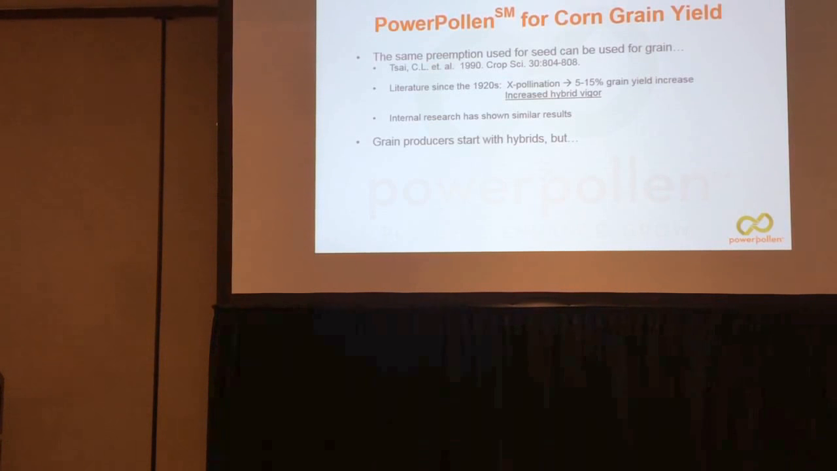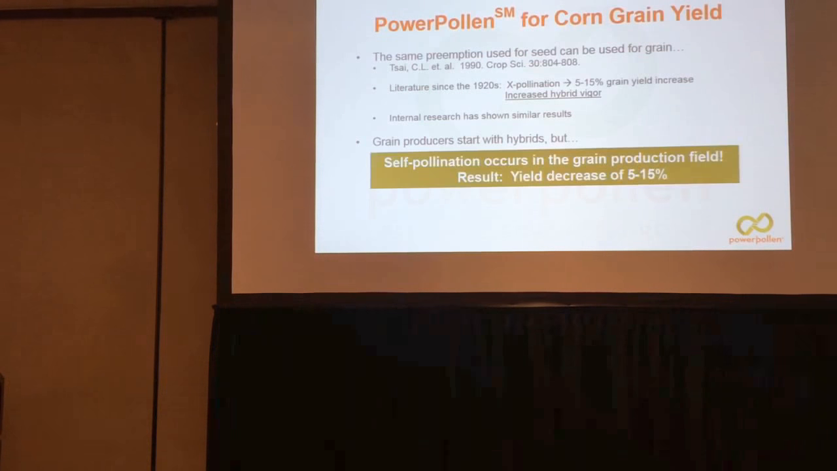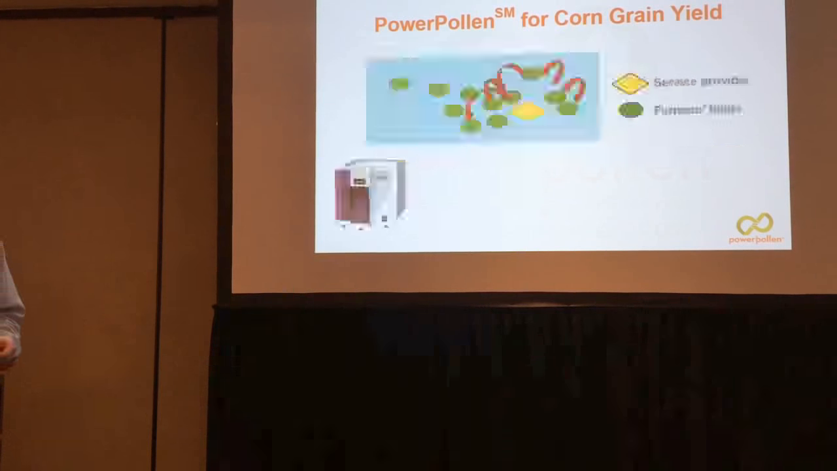So the problem is that grain producers start with hybrids, very expensive, $250 a unit, but they plant them so that they self-pollinate, and then you get a reduction in yield as a result. I haven't found a farmer yet that's aware that this is happening, but it's in the literature, it's happening, it's real. So what could you do to increase that?